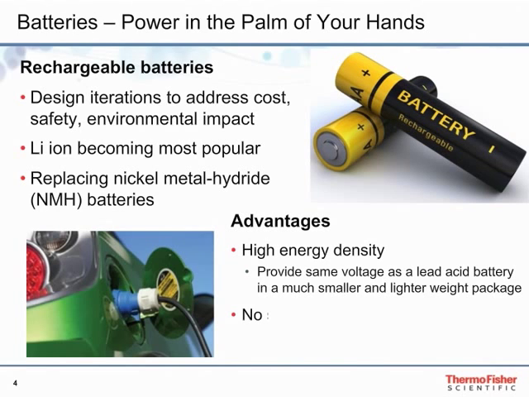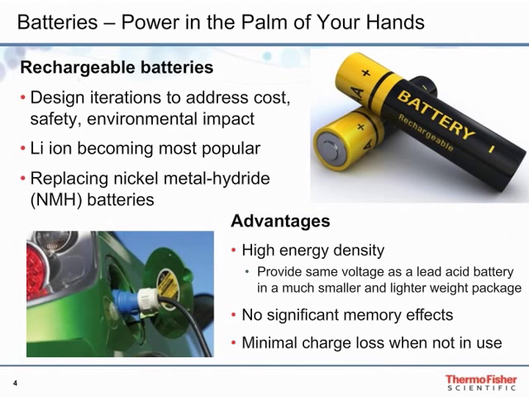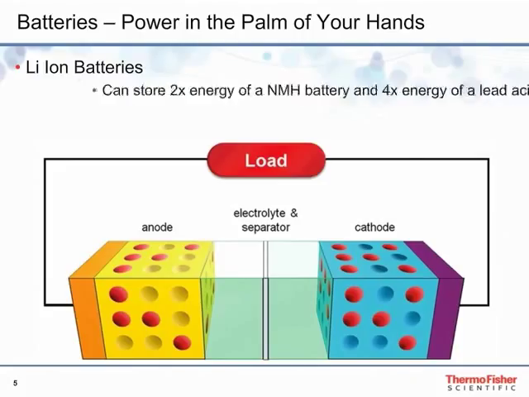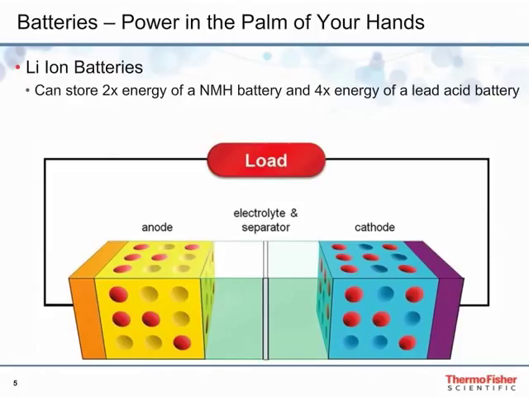They possess a high energy density which allows them to produce the same or greater output voltage as a lead-acid battery, but in a smaller, lighter weight package. The batteries have no significant memory effects and lose minimal charge when not in use. With proper handling and use, lithium-ion batteries will last several years before needing replacement. Lithium-ion batteries can store twice the energy of a nickel-based battery and 4 times that of a lead-acid battery, and as the name suggests, a lithium-ion battery operates based on the movement and transfer of lithium ions.